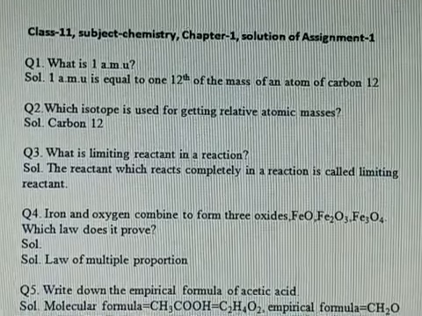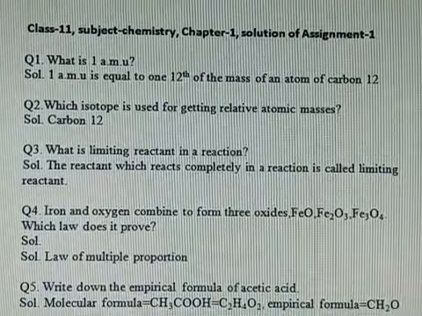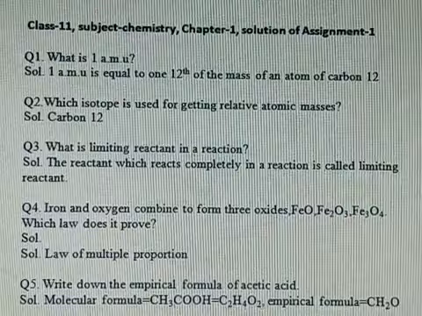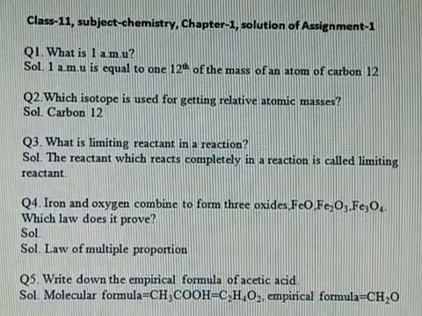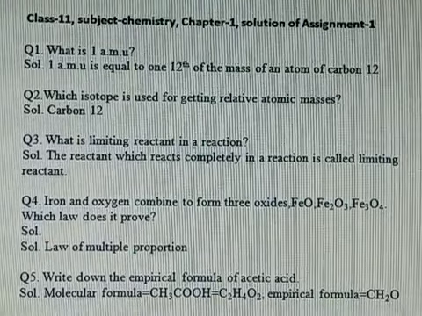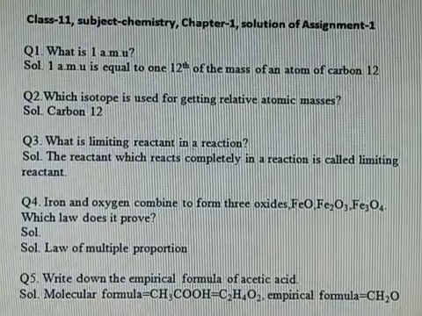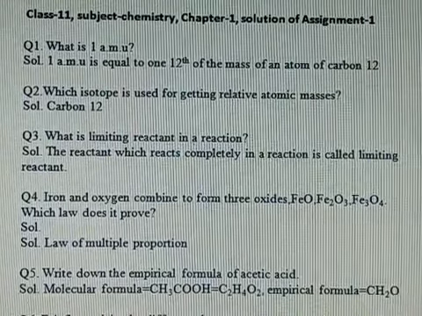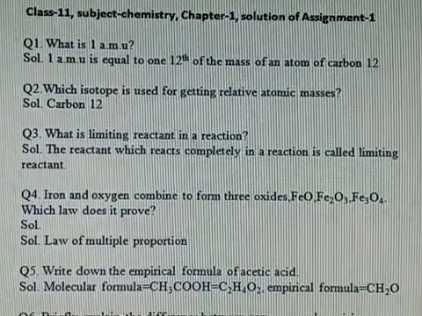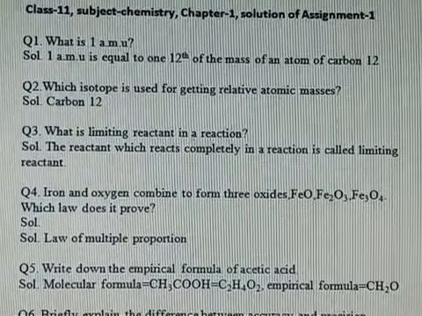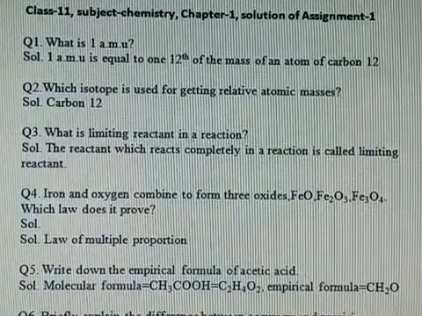So, question number 1 was, what is one atomic mass unit? Solution is 1 atomic mass unit is equal to 1/12 of the mass of an atom of carbon 12. After that, second question is that which isotope is used for getting relative atomic masses? So answer is carbon 12.